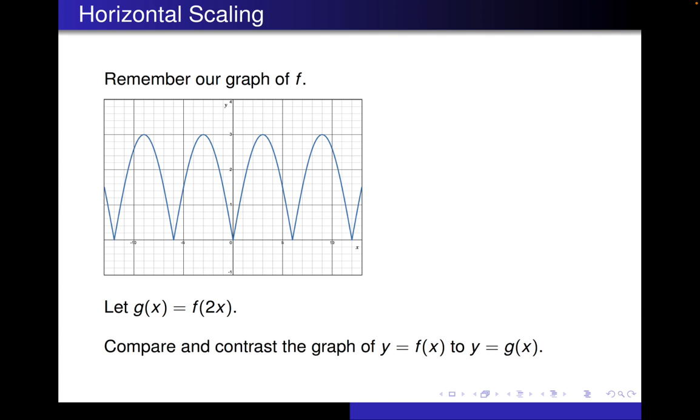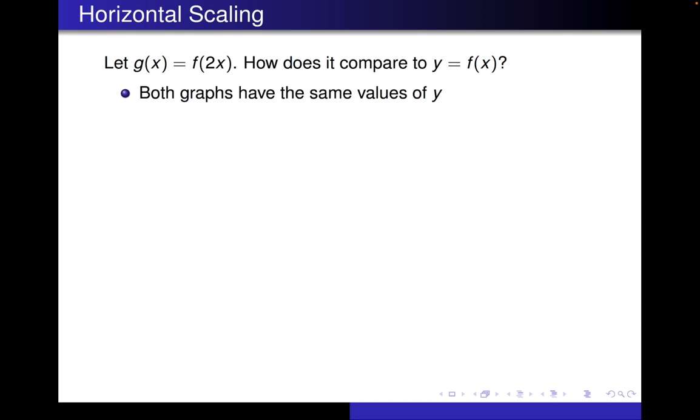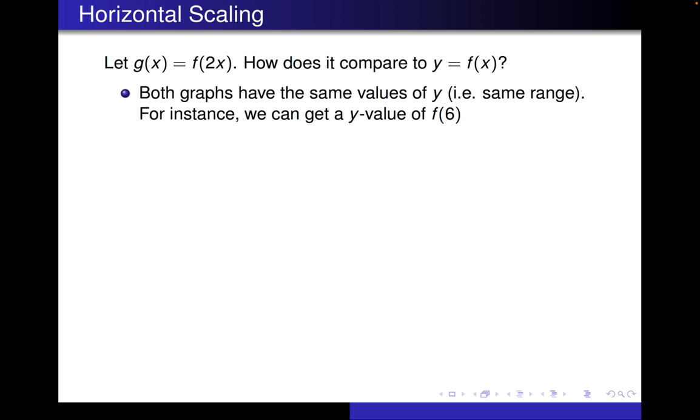So we're going to compare and contrast the graph of y equals f of x to y equals g of x. All right, so remember, g of x is f of 2x. How does it compare to y equals f of x? Well, both graphs are going to have the same values of y, right? They're based on the same function f. They're all outputs of the function f. So they're going to have the same outputs no matter what. So that means they're going to have the same range.